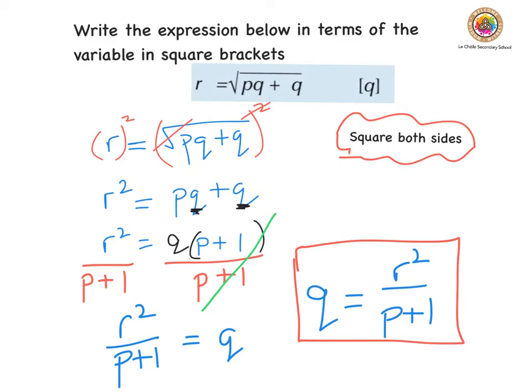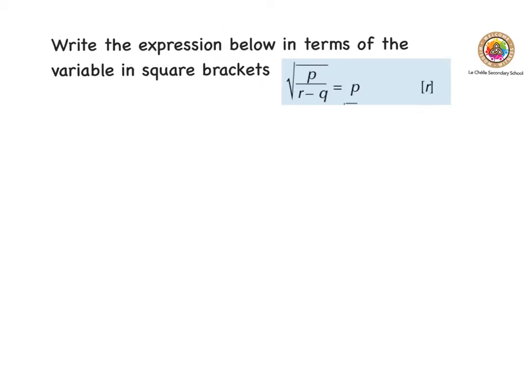Okay, and we'll do one final example. Okay, so here we've a little bit of a longer one. Again, we're asked to rewrite this expression in terms of the letter in square brackets. So this time it's to rewrite the square root of p over r minus q equal to p in terms of r. So again, we're just going to remind ourselves of BIMDAS.